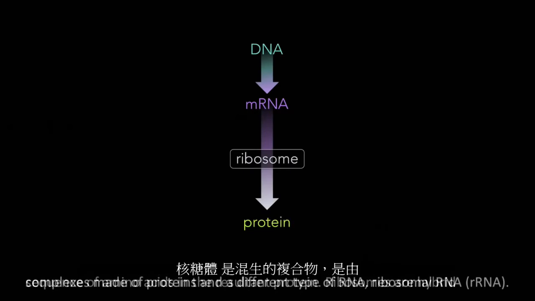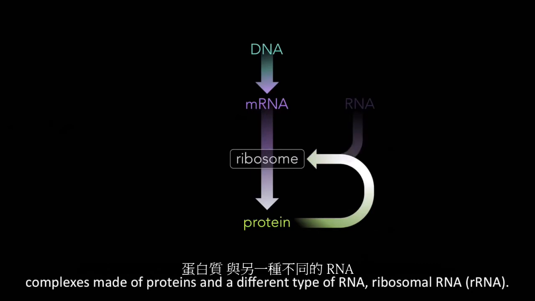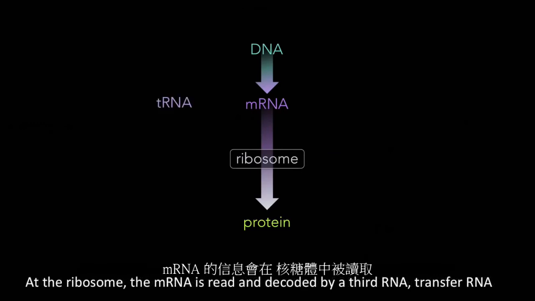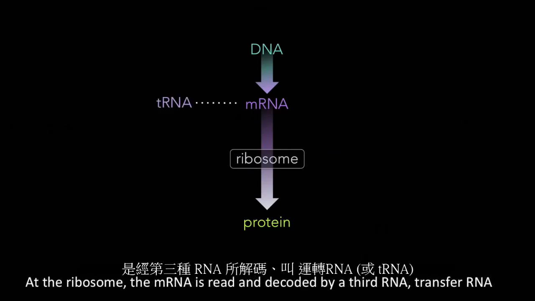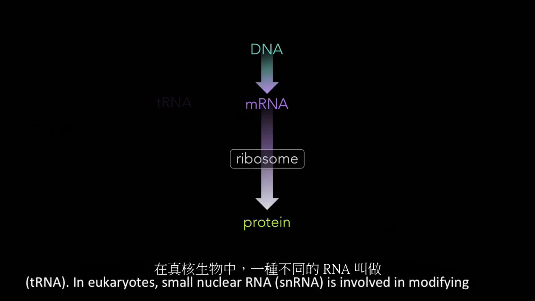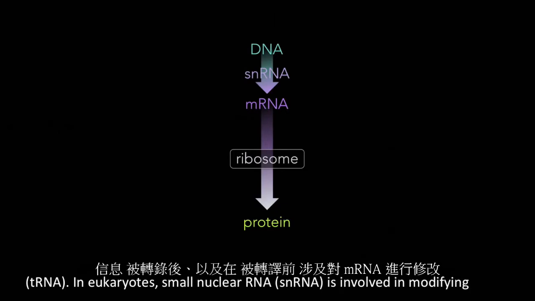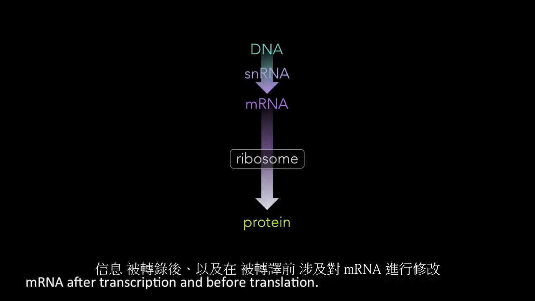Ribosomes are hybrid complexes made up of proteins and a different type of RNA, ribosomal RNA, rRNA. At the ribosome, the mRNA is read and decoded by a third RNA, transfer RNA, or tRNA. In eukaryotes, a different RNA, small nuclear RNA, snRNA, is involved in modifying the mRNA after transcription and before translation.